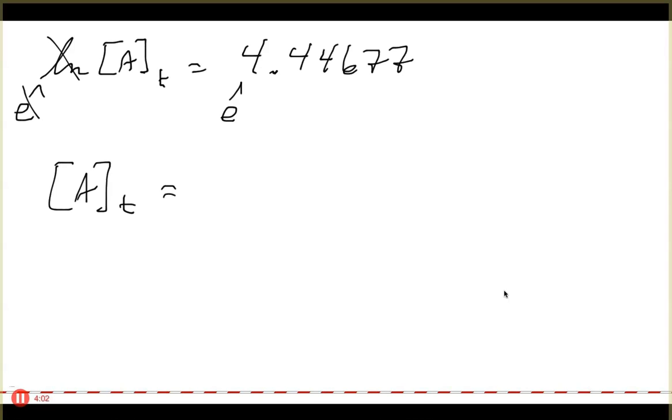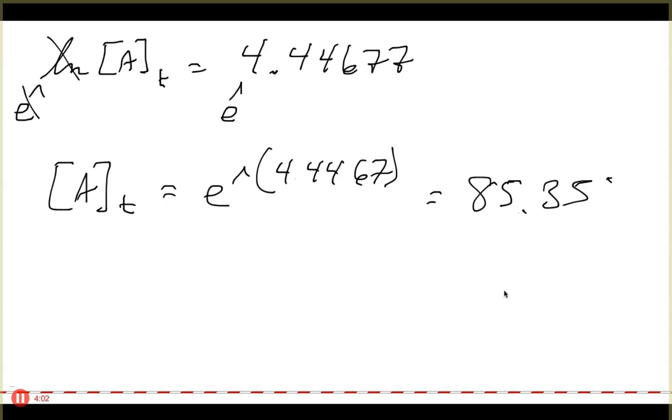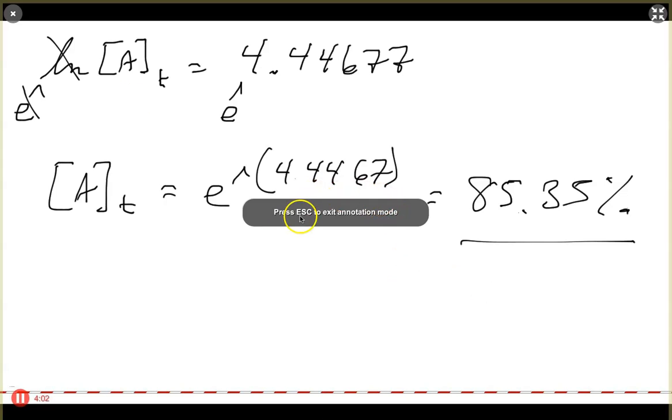concentration at time t. Well, e raised to the 4.44467 equals 85.35. And remember, my units were percent, so I don't even have to worry about the actual amount that I started with. So there we go. After 2 hours, the amount of SO2Cl2 that remains is 85.35%. So not too hard. The hardest part is usually doing the exponentiation part that people kind of forget about or get confused with.